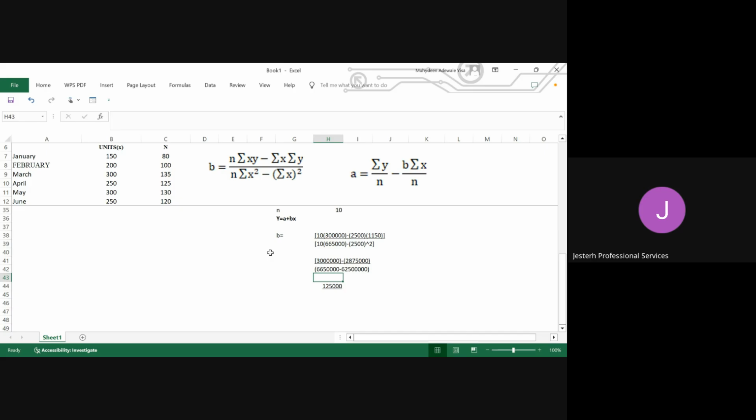Now this will give us 415,000. I want to believe that we're able to see where the error was and how I tried to adjust it. It's the formula that I pasted earlier that brought a little bit of confusion. So now we will say 125,000 divided by 415, which gives us 0.3012.